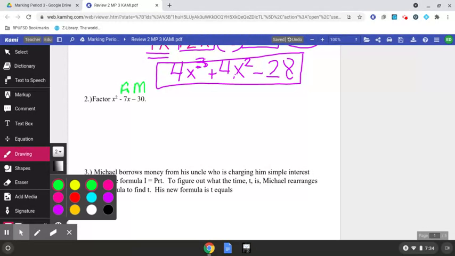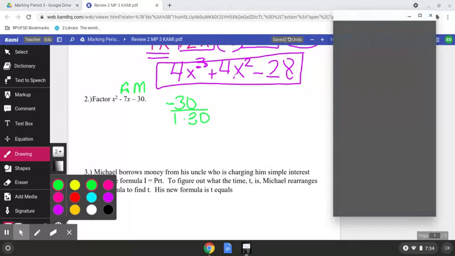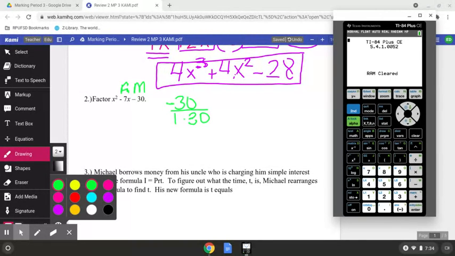When we do the AM method, we need to take our last term, our negative 30, and come up with numbers that multiply to give us 30. The first pair we're always going to write is 1 times that number, so I'm going to write 1 times 30. Then I like to take the calculator and divide, working my way through the numbers. 30 divided by 2, you get a nice whole number, so we write 2 times 15.